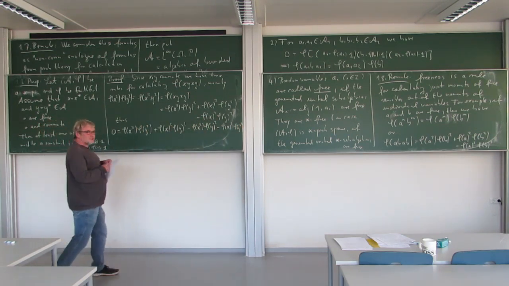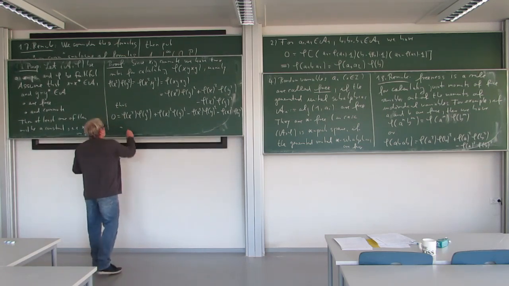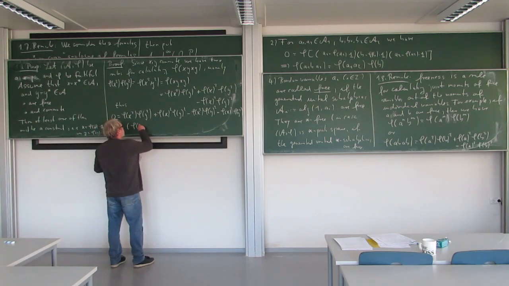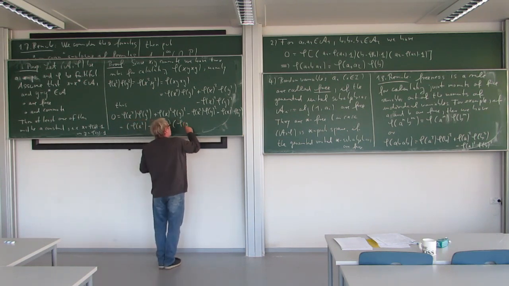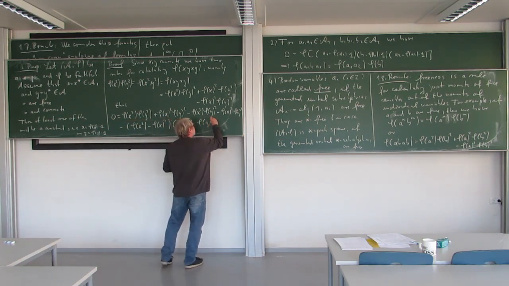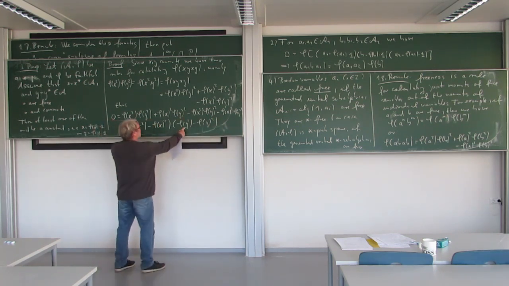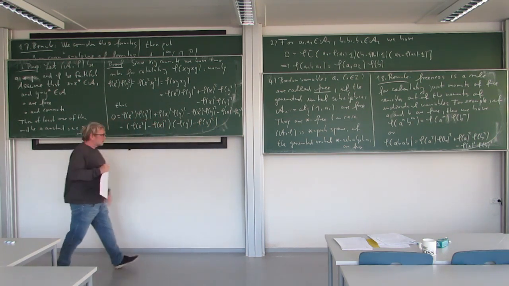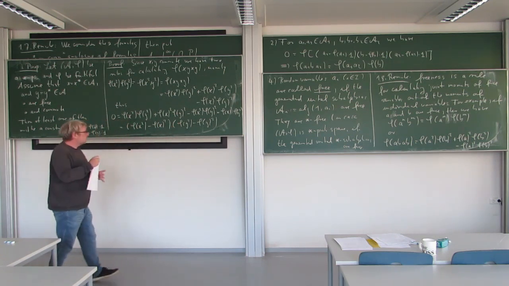Okay, but of course this is now a product, this can be written as a product of something in x and something in y, so namely this is the same as phi of x squared minus phi of x squared minus phi of y squared minus phi of y squared. So if I multiply this, I get this term, this term and the two cross terms. So I have a product of two terms which is equal to zero, which means that at least one of them must be equal to zero.